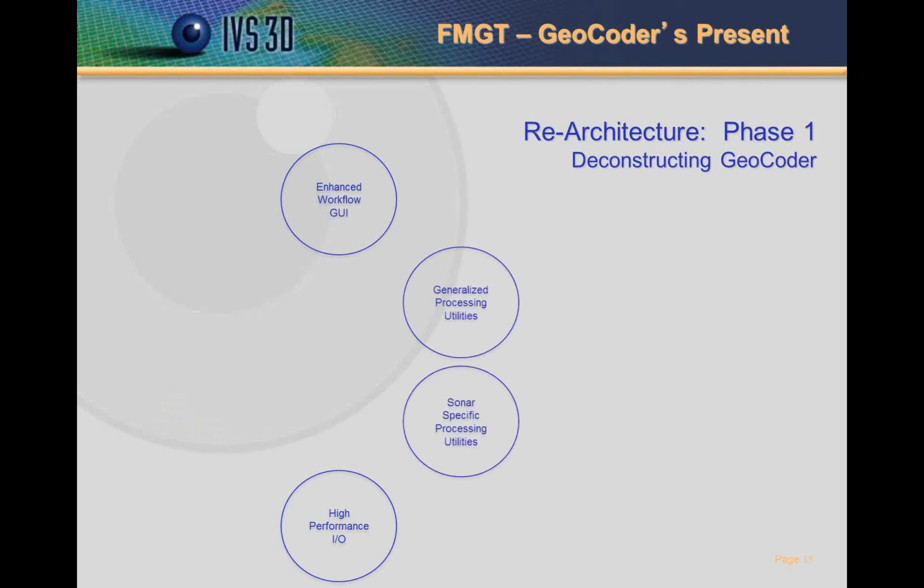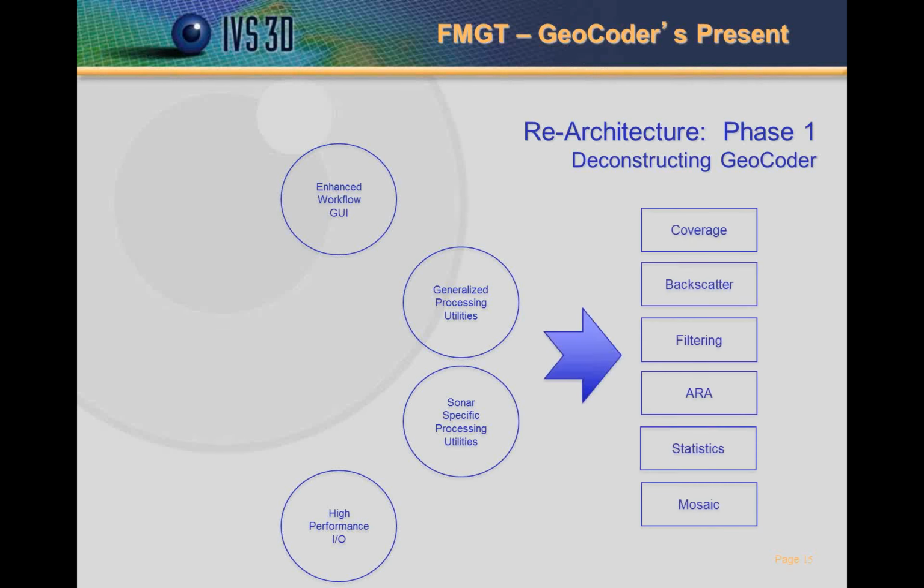And then we took the sonar-specific processing and we divided it into generalized processing utilities and then the sonar-specific processing utilities. But the final major bit was that we then divided the entire processing of Geocoder into discrete, what we call stages. Those stages being coverage, and that's when you first load a file, what the swath coverage is for a particular line; the backscatter processing; the filtering, which includes doing AVG processing and anti-aliasing of the data; ARA processing, angle range analysis; doing statistical processing; and doing mosaicing. So those were the major stages that were broken out and separated.